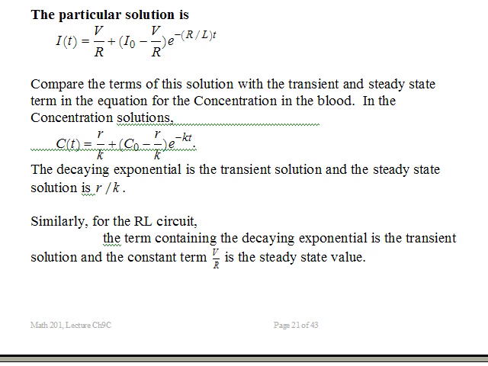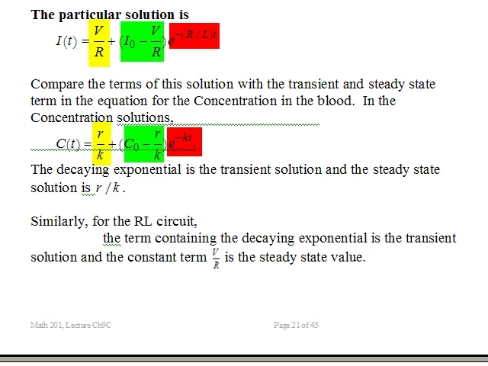So we have exactly the same kind of solution that we had for the concentration in the blood. We had an equilibrium value there, the concentration in blood, which is r over k. Here we have an equilibrium or a steady state, you can call it either term, V over R for the current. Then we have these transient terms. The transient terms involve the initial condition minus the equilibrium. We have the same thing here. And then we have a decaying exponential.